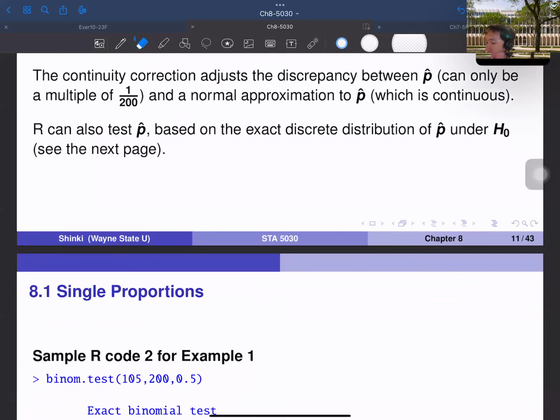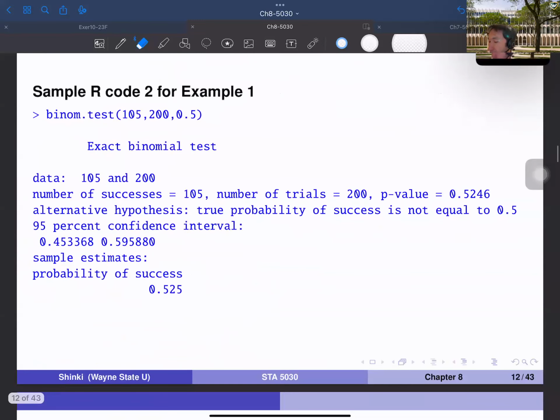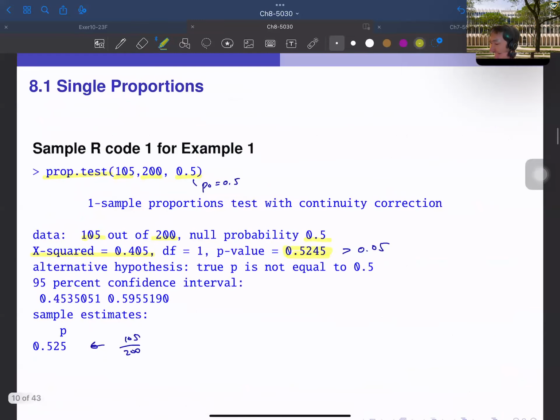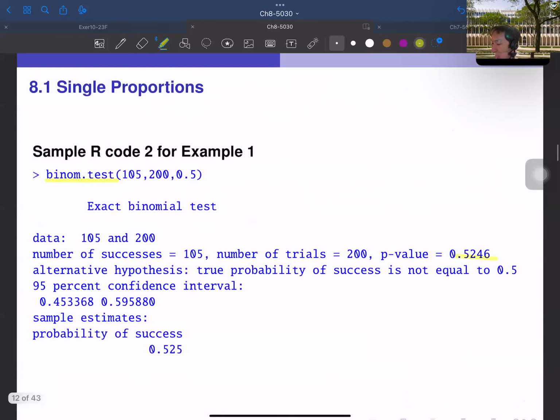R can also test p hat based on the exact discrete distribution of p hat under the null hypothesis. That is on the next page, the binom.test function. We do not use the normal approximation, so it is more computationally intensive, but this is more accurate. The more accurate p-value is here, 0.5246. That's very close to the previous page, 0.5245. So it's slightly different, but almost the same answer.